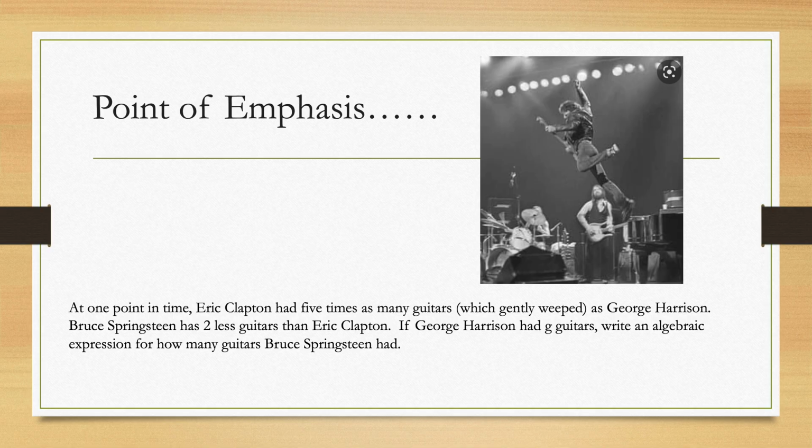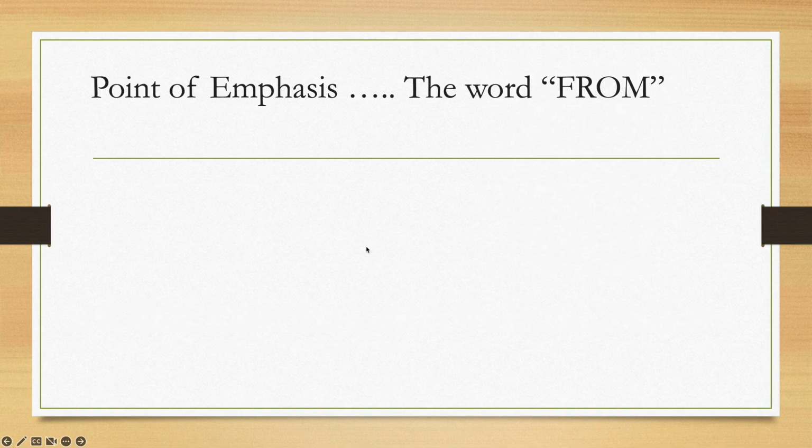Stop and start. Okay, so look, George Harrison has G, Clapton has 5 times as many, so that's 5G. And Springsteen has 2 less than that, so that's 5G minus 2. Okay, point of emphasis, the word from.